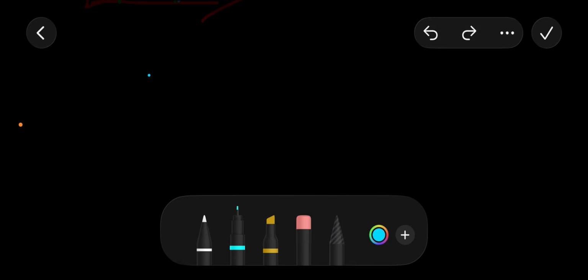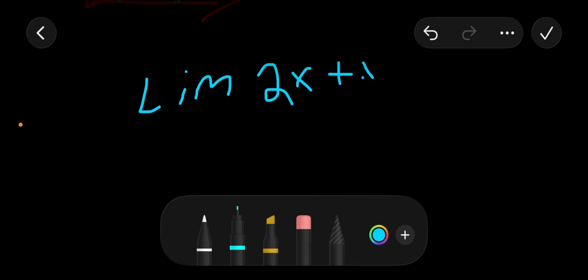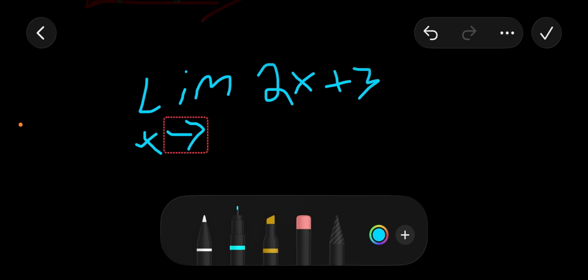So first, guys, let's get what a limit is. The definition of a limit is when the variable gets extremely close to a number without reaching it. For example, if we have 2x plus, oh wait, that's too complex. 2x plus 3, let's just do that. So the limit as x approaches 3, remember that.